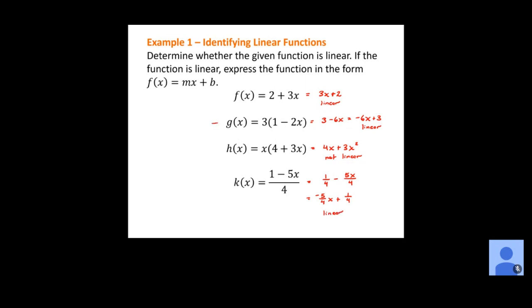In this case, especially g of x and k of x here, they don't necessarily look linear to begin with. So always look to see, can I simplify it somehow and get it into that mx plus b form? Because if I can, then I know I still have a linear function there. Any questions on any of those now?